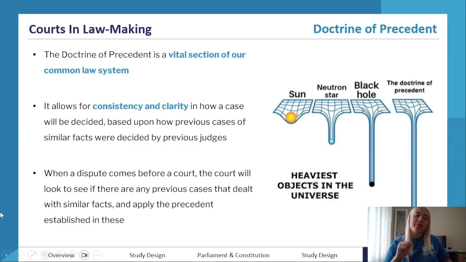So when a dispute comes before a court, the first thing that the judge has to do is look to see if there were any similar previous cases that dealt with similar facts. And if there is, they have to apply and follow the same precedent or the same decision that was established in those. The only exception to this, as we said, is if the initial precedent, for instance, was established in the County Court, that means all lower levels of courts must follow the same precedent.